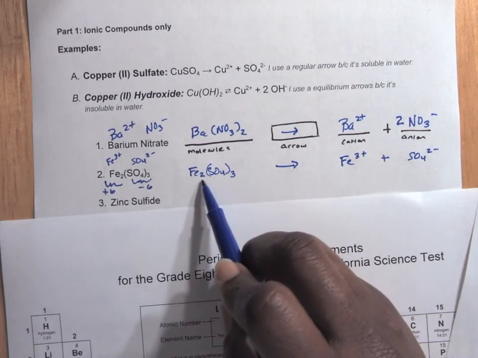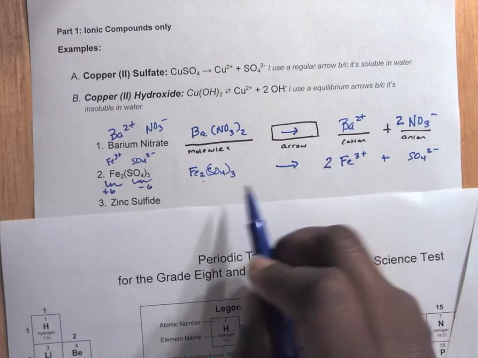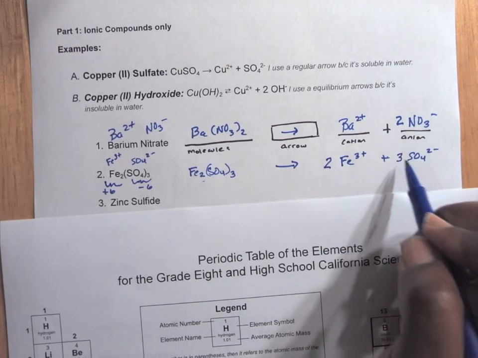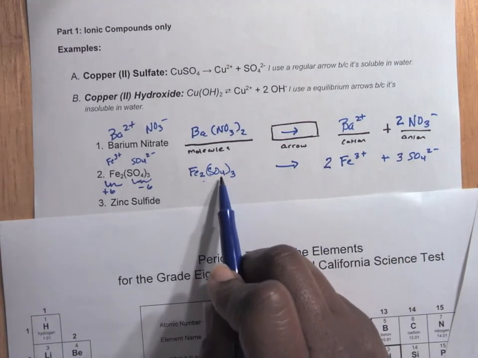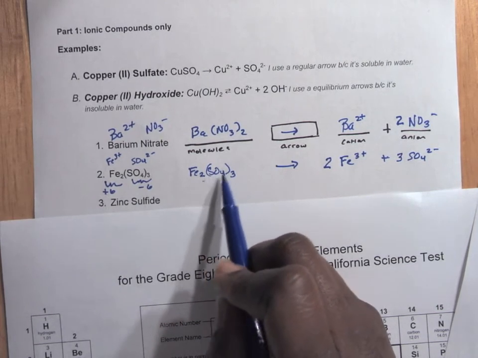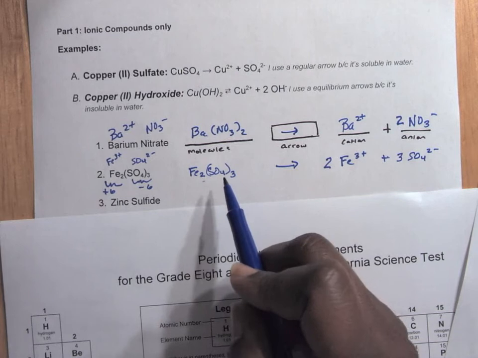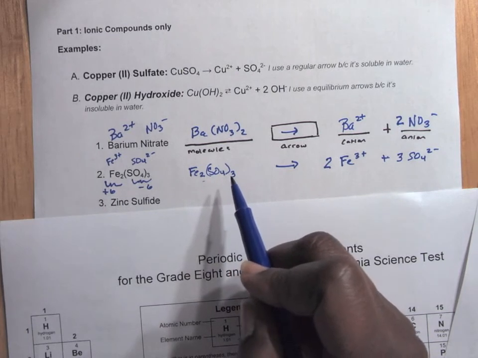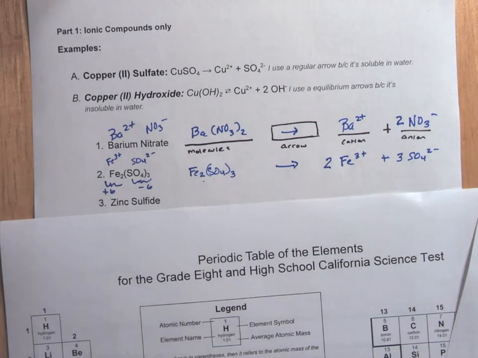So I'm going to use this subscript as my coefficient of 2, and then this subscript as my coefficient of 3. Now remember, this subscript inside the parentheses stays with SO4. SO4 is a group. It stays together. Don't split that apart.